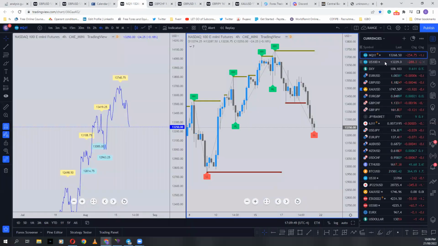We'll be going over the following pairs: the US NASDAQ 100 or US 100, dollar index, EURUSD, GBPUSD, gold, EURGBP, GBPCHF, GBPJPY, and we might just look at GBP and dollar yen. There's something I see on dollar yen. So without wasting so much of your time, let's get down to what we have.